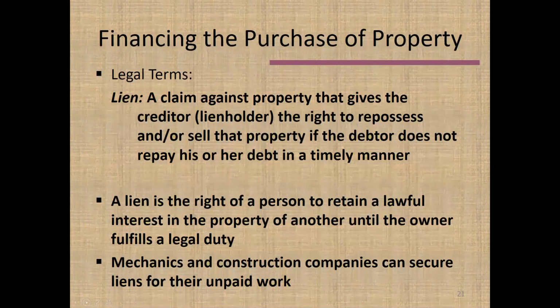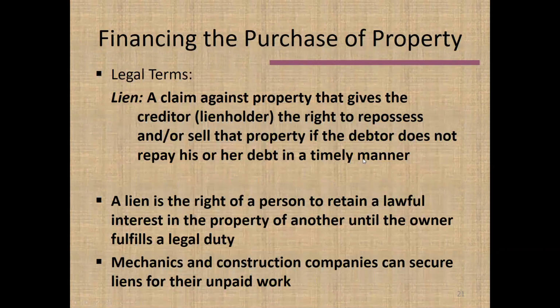Now we're going to talk about how we are going to finance this property. One important idea in this area is a lien. What is a lien? A lien is a claim against property that gives the creditor, and another name for the creditor is lien holder. He is holding the lien, in other words. So let me start again. A claim against property that gives the creditor the right to repossess and or sell that property if the debtor does not repay his or her debt in a timely manner.